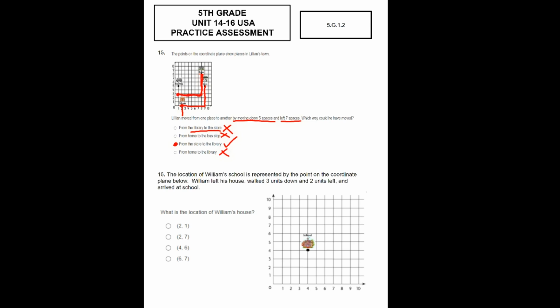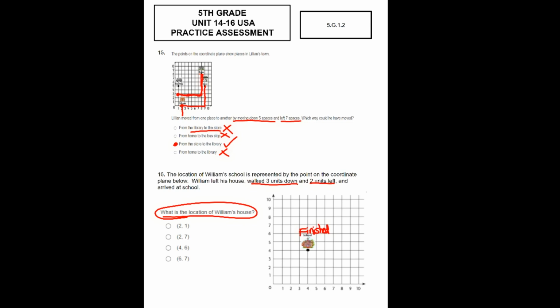All right, let's do number 16. The location of William's school is represented by the point on the coordinate plane below. William left his house, walked 3 units down and 2 units left, and arrived at school. What is the location of his house? For this question, we want to go the opposite, because he's at school, but he started somewhere else. So where did he start if this is the finish? He finished here. Where did he start?